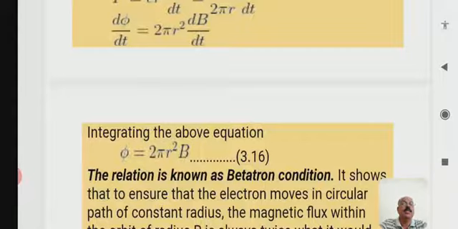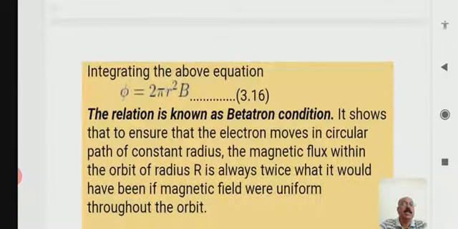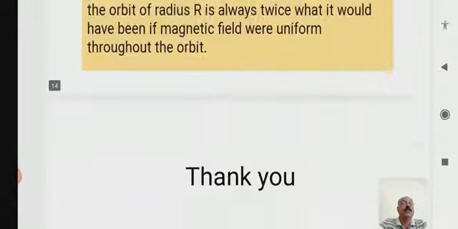The relation is known as the Betatron condition. It shows that to ensure that the electron moves in a circular path of constant radius, the magnetic flux within the orbit of radius r is always twice what it would have been if the magnetic field were uniform throughout the orbit. Thank you.